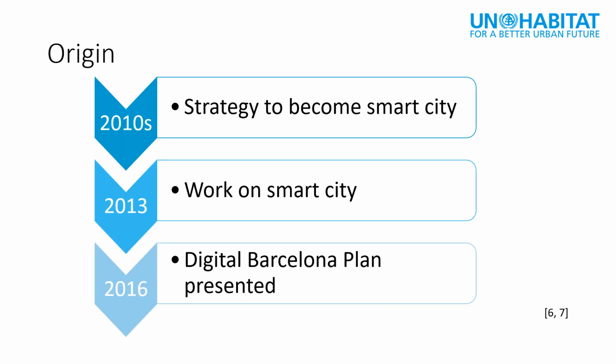The idea for technological sovereignty in Barcelona originated in the 2010s, where Barcelona started the strategy to become a smart city, but they actually started working on it in 2013 and then presented the Digital Barcelona plan at the end of 2016. And this plan has the goal to resolve the challenges of the city and its citizens through a more democratic use of technology, while also boosting technological and digital innovation that promotes citizens' empowerment.